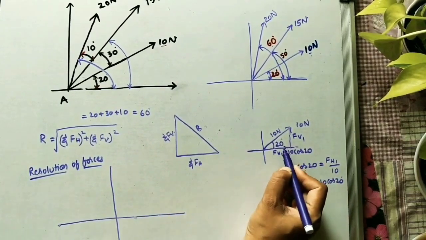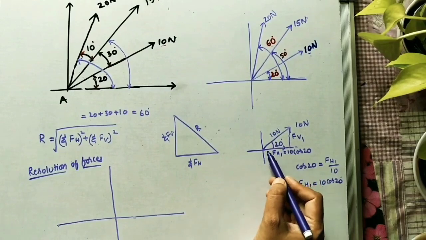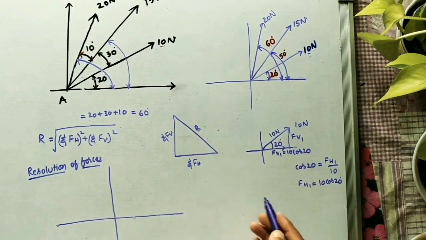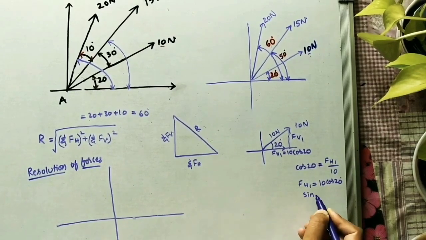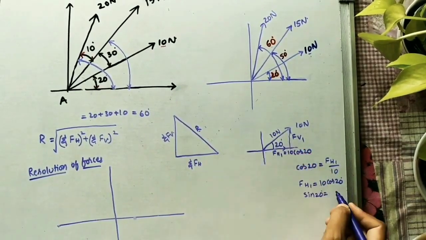The direction is like this. Why the direction is like this? Because it is in the first quadrant. Then we need to find FV1. We can take sine 20 is equal to FV1 by 10.